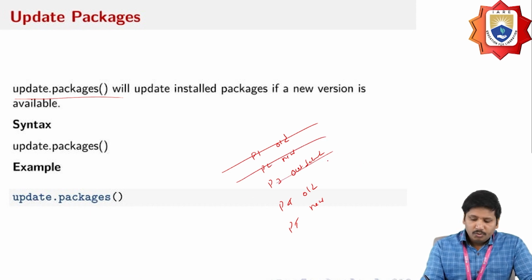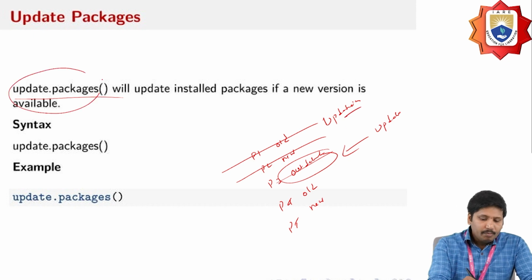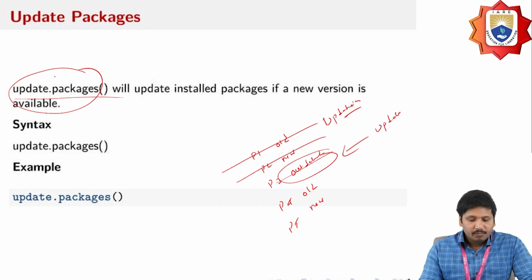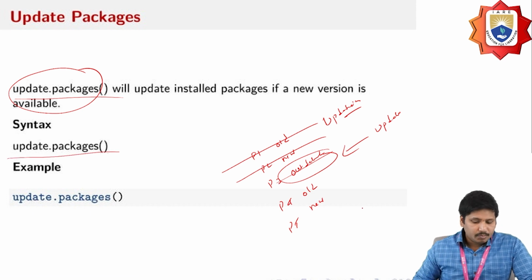So if a package is outdated, how do I apply update.packages()? In order to know whether the package is updated or not, and this old package also needs updating, right? By making use of the update.packages() method we can install the updated packages when a new version is available. The function is update.packages(), and the example is also the same.